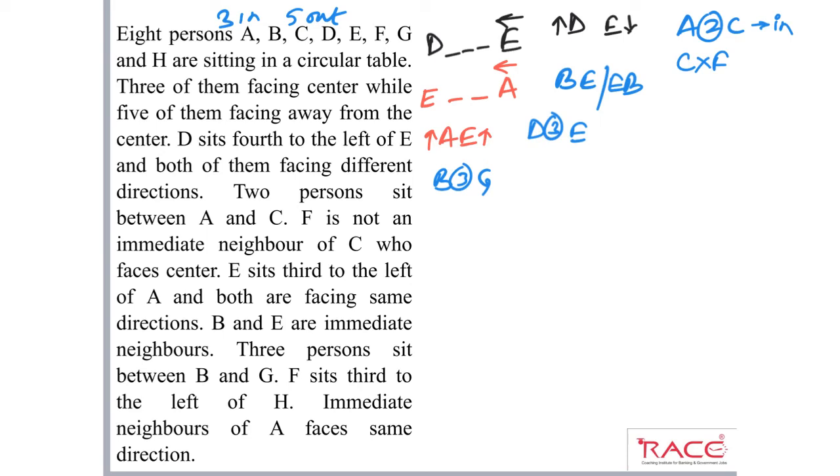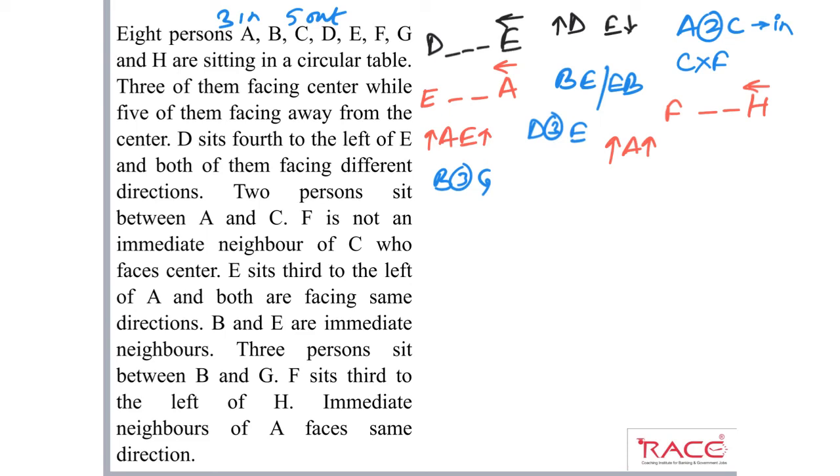Next, F sits third to the left of H. Third to the left of H we have F. So H first, second, we have F third to the left of H. Okay, now the immediate neighbors of A face the same direction. So the immediate neighbors of A are facing the same direction. So these are the given information, and based on this information we have to solve this question.